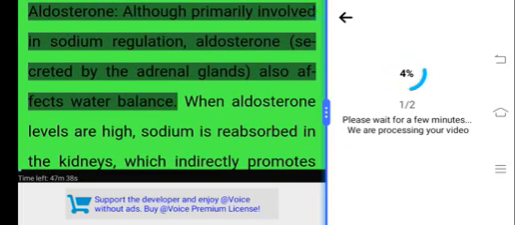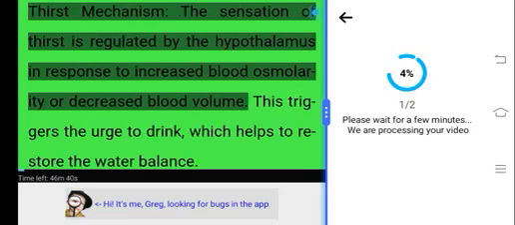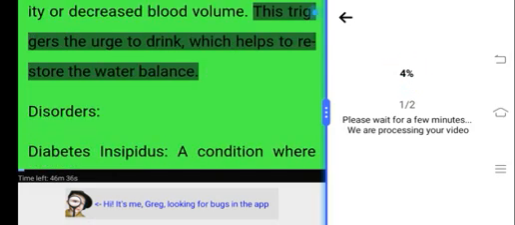Aldosterone. Although primarily involved in sodium regulation, aldosterone secreted by the adrenal glands also affects water balance. When aldosterone levels are high, sodium is reabsorbed in the kidneys, which indirectly promotes water retention due to osmosis, as water follows sodium to maintain osmotic balance. Thirst mechanism. The sensation of thirst is regulated by the hypothalamus in response to increased blood osmolarity or decreased blood volume. This triggers the urge to drink, which helps to restore the water balance.